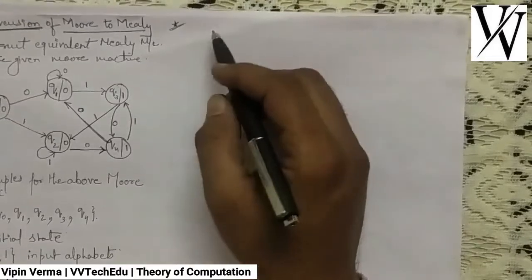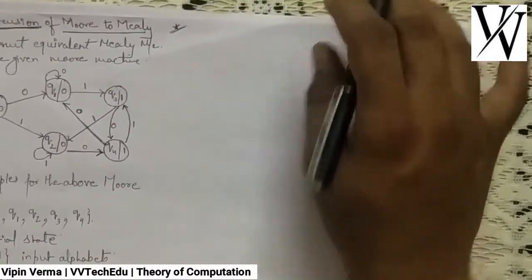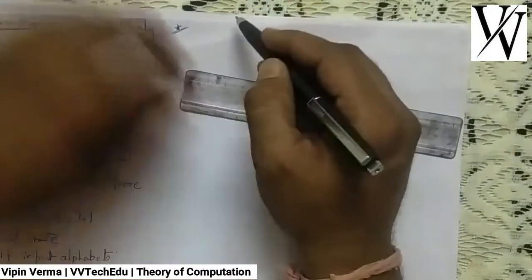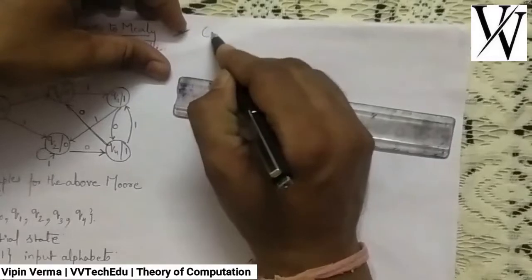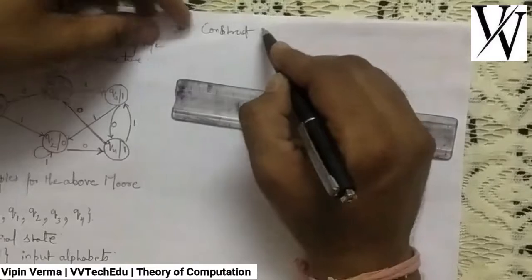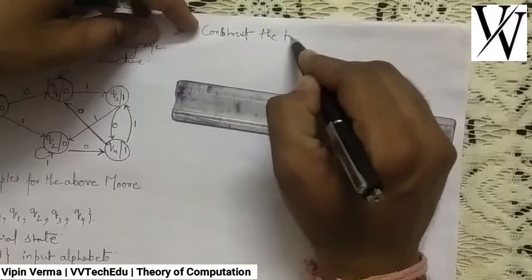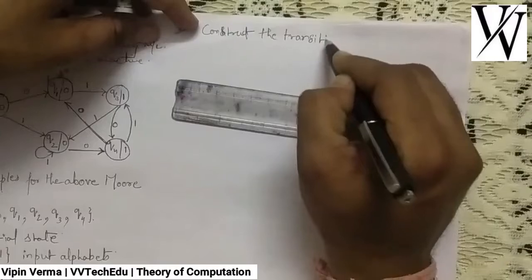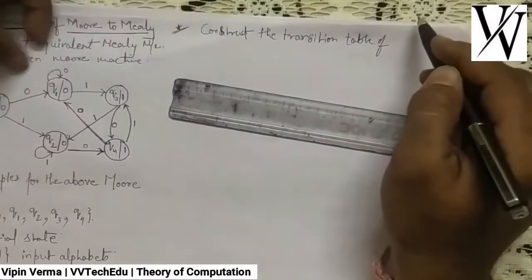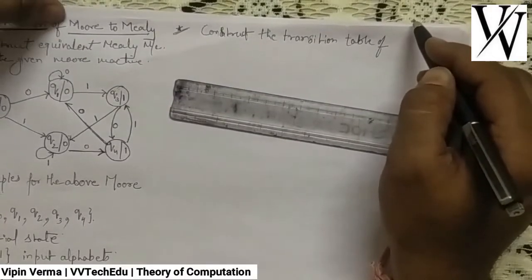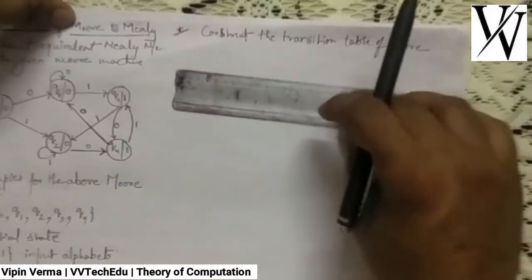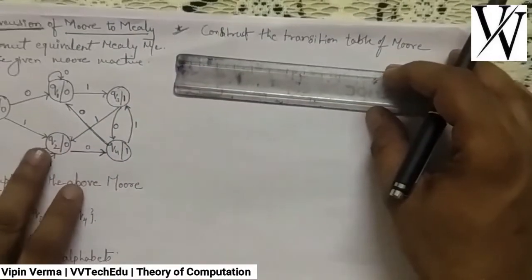The next step, just write down the heading here first. Construct the transition table of the Mealy machine which is given in the question. So the transition table corresponding to this transition diagram.